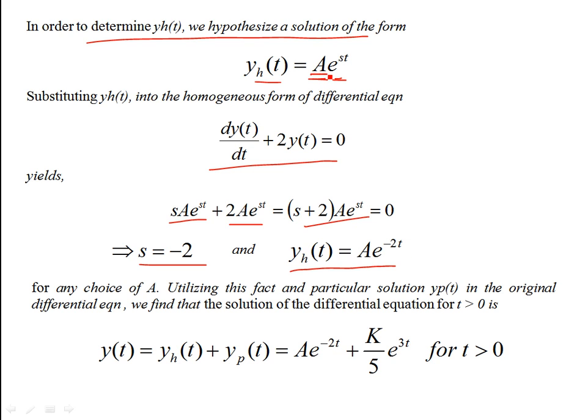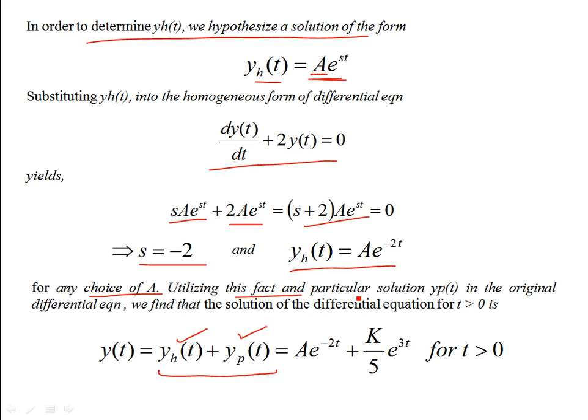Again, there is an unknown constant, but at this point in time, you should not be tempted to find what capital A is. Just leave it as it is, because first we have to complete the solution. The complete solution will consist of both parts, the homogeneous part and the particular part. Now this is for any choice of A. We don't know what A is.